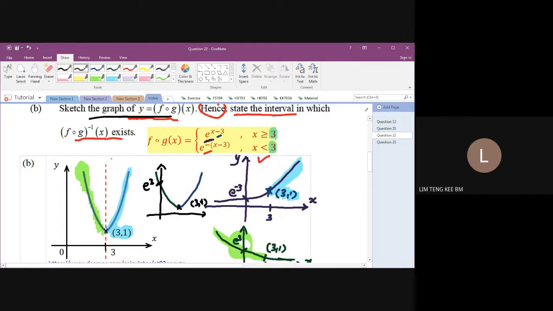This graph that I sketched is actually the graph of composite FG. And the question said, hence, that means based on the graph that I have, I must come up with the answer, state the interval in which the inverse exists. So what is the criteria I need to consider here for the inverse to exist? Okay, guys and girls, whenever we want to discuss the existence of an inverse, there are two conditions that we need to obey.